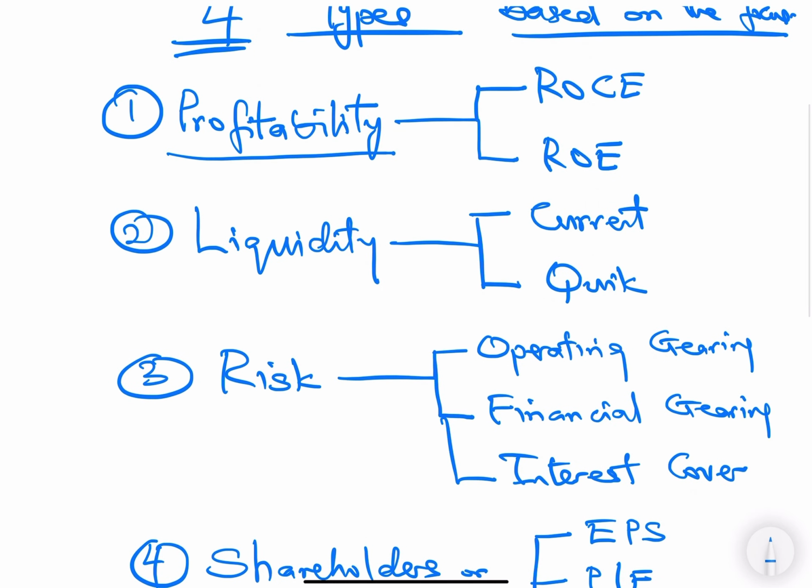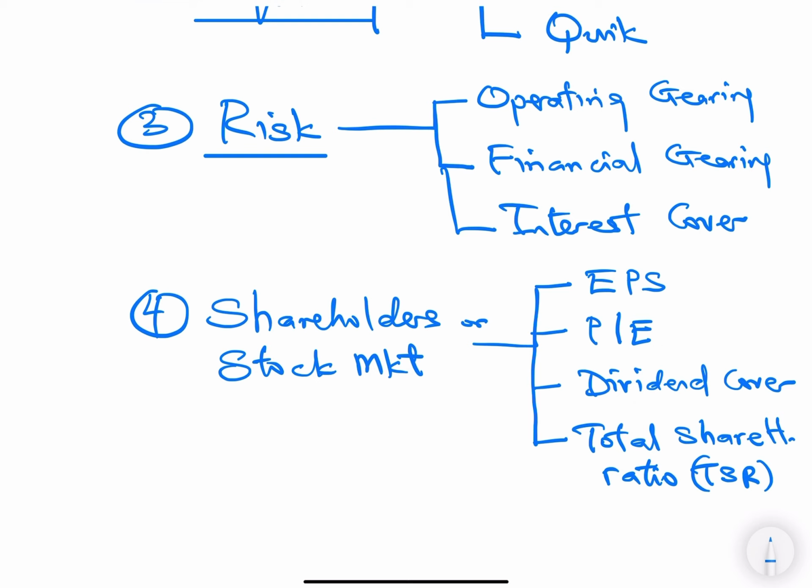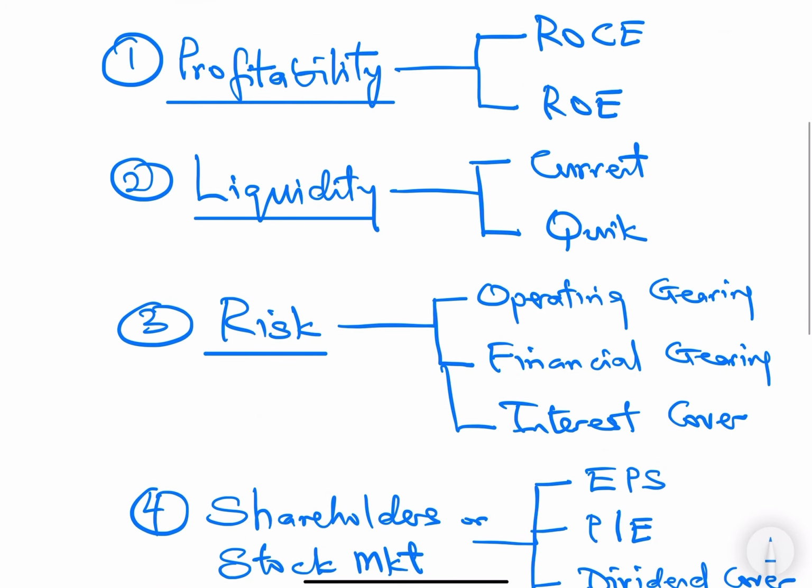Profitability ratios, we're measuring performance. This is about the performance of the company in terms of profitability. Liquidity is looking at how liquid a company is, that is, how is this company able to pay its immediate obligations using short-term assets. Risk is looking at the stability of the company, how risky this company is. Shareholders or stock market ratios look at how much return shareholders are able to get from this company. That is how I've grouped those ratios into 4.